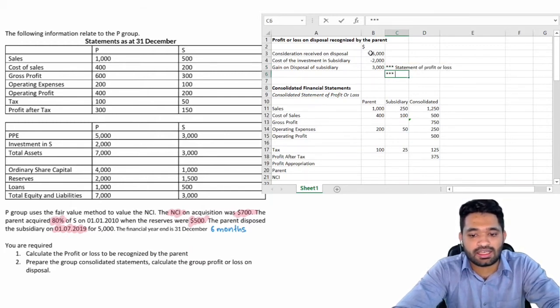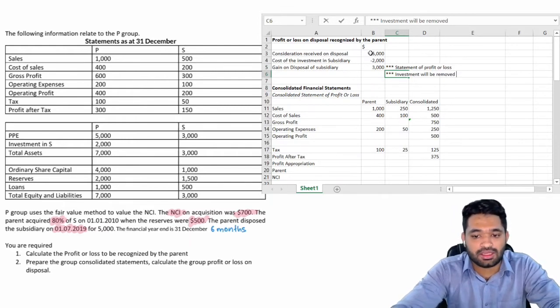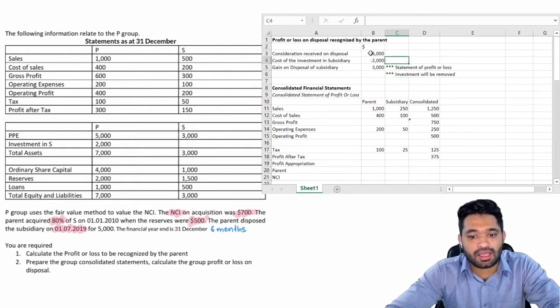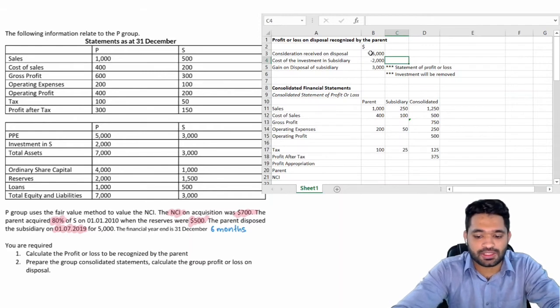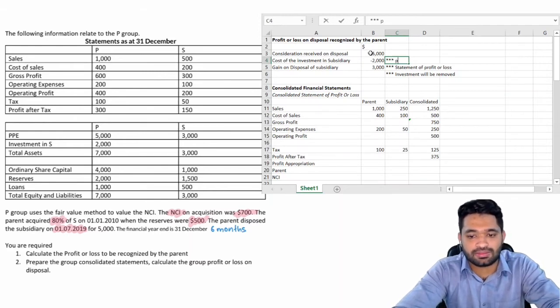Then the investment will be removed from the parent's individual financial statements. Okay, and the proceeds from the disposal will be accounted for.